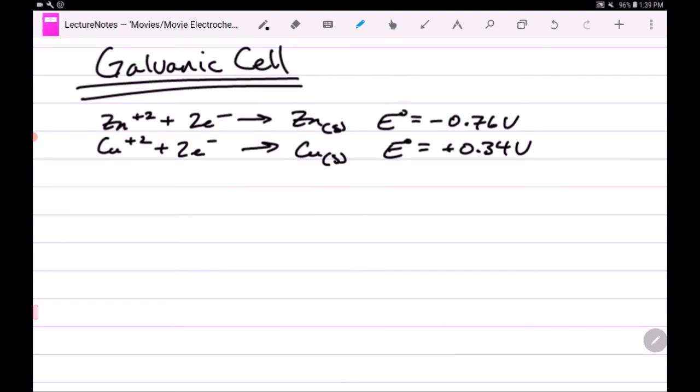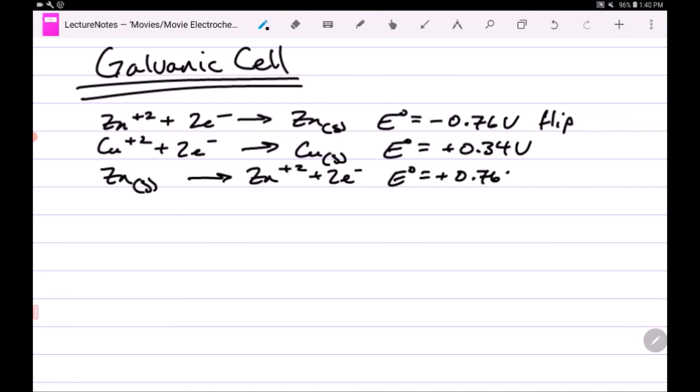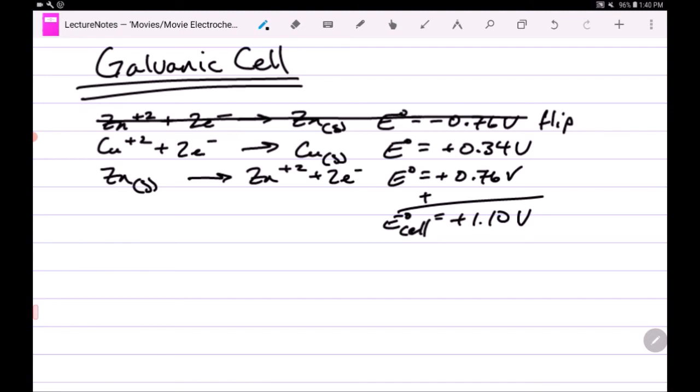Let's take these two half reactions and let's draw a galvanic cell. Now they're both reduction potentials, so one of them needs to be flipped. The one we flip is the one that, when the two equations are added together, will give us the most positive result. So I want to flip this one. When I add these together, I get a positive 1.10 volts. So how much potential does this cell have? 1.10 volts.